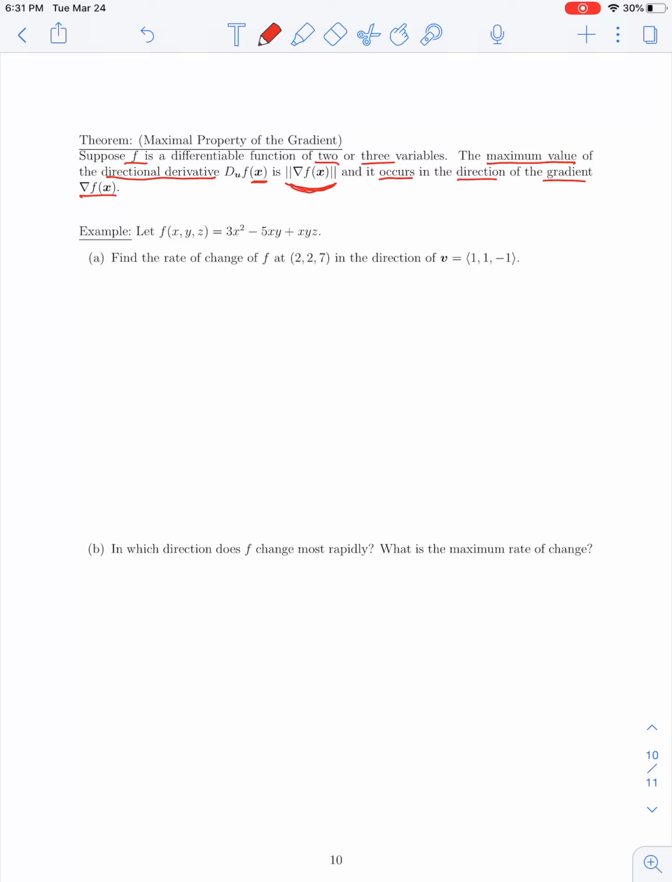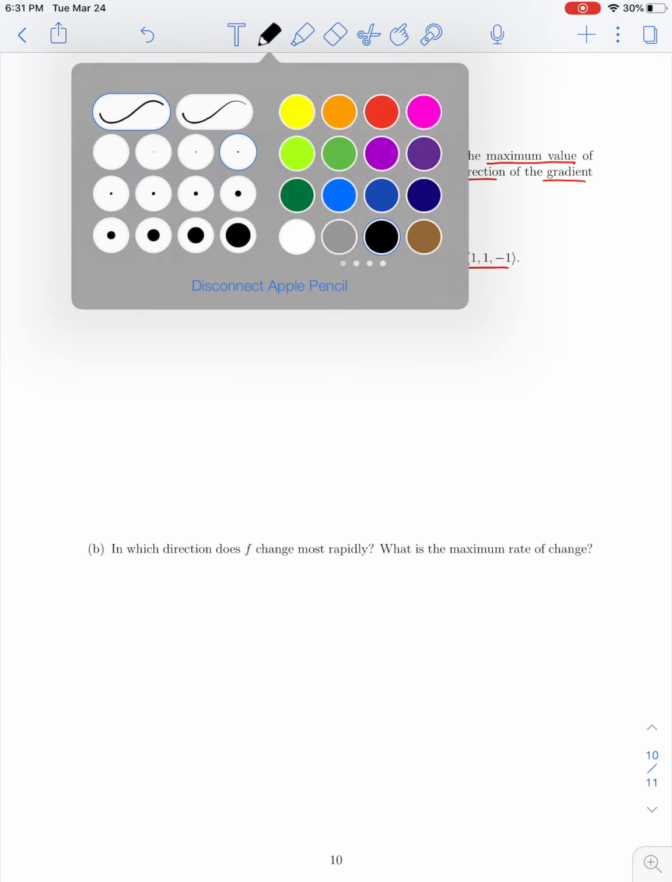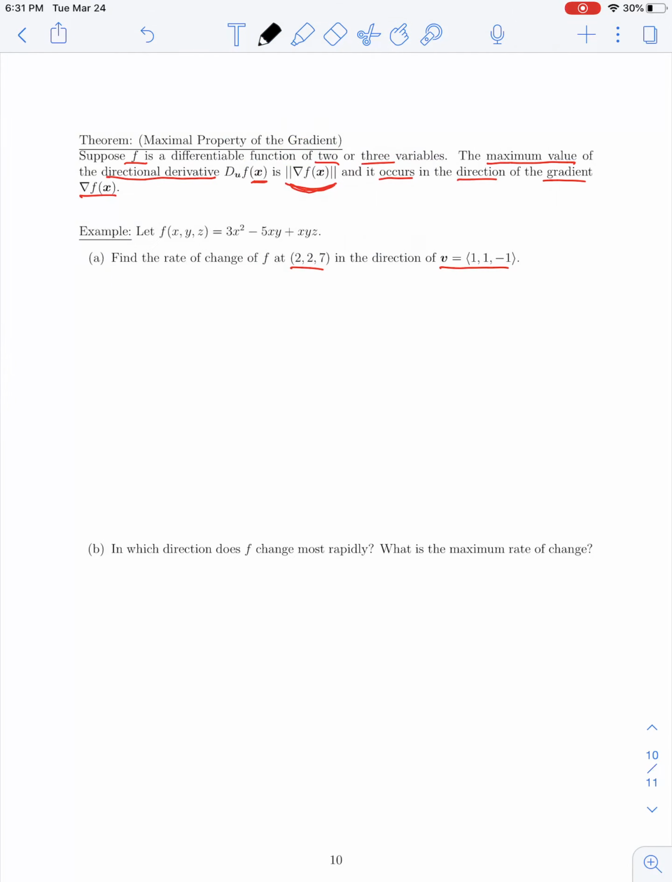So let's look at an example making use of this. In this next problem, we're given a function f in terms of 3 variables, and we're asked to find the rate of change of that function at the point 2, 2, 7 in the direction of the vector v, 1, 1, negative 1. So this is a problem in finding a directional derivative.